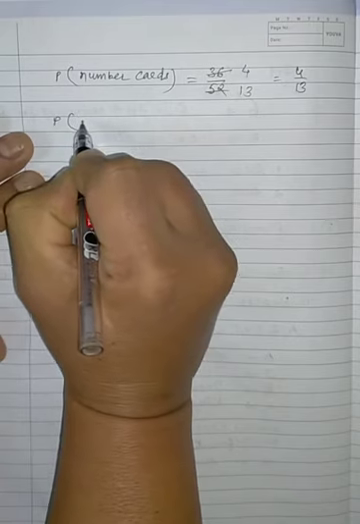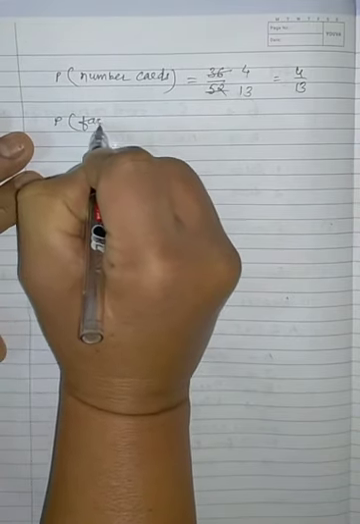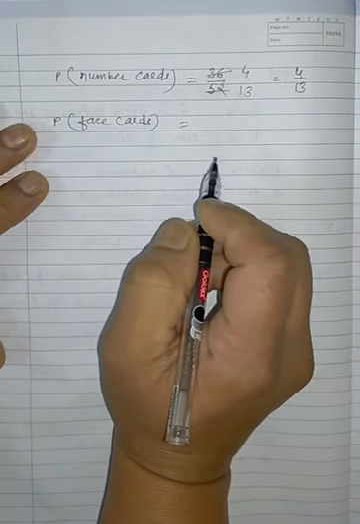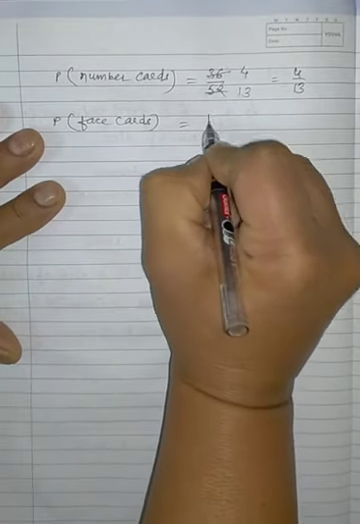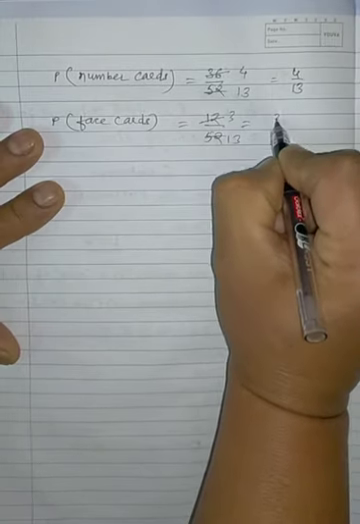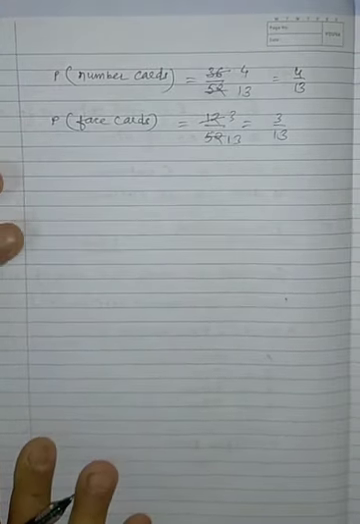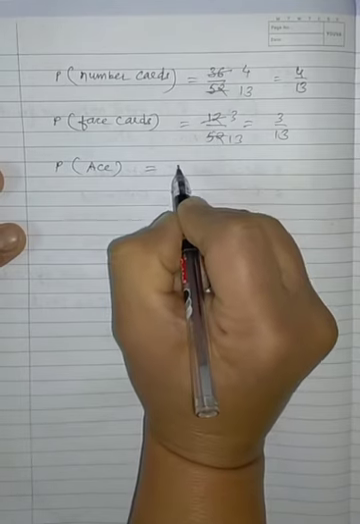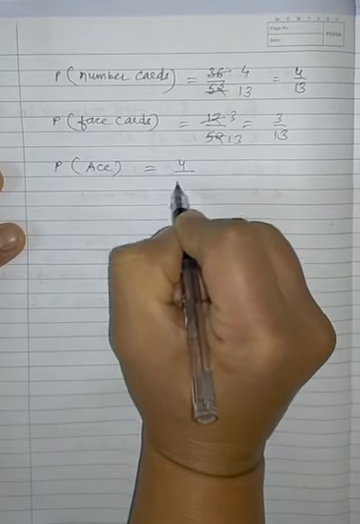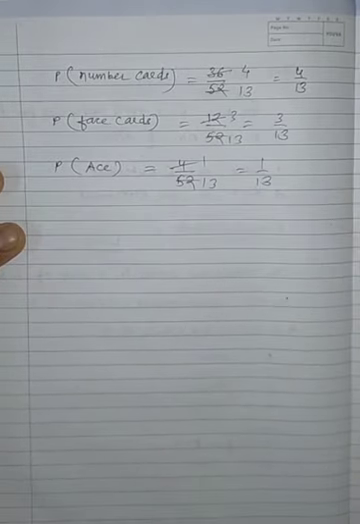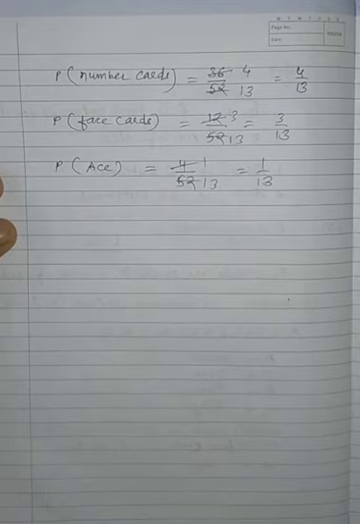Similarly, probability of photo cards or face cards. Now since 3 face cards are there in each category, it will be 3 into 4, that is 12 upon 52. It is 3 upon 13. Probability of an ace card to come: one ace is there in each category, therefore it is 4 upon 52, which is equal to 1 upon 13. Right? So in this way you can be asked questions about this.